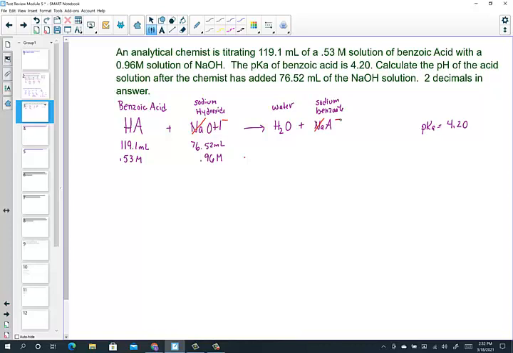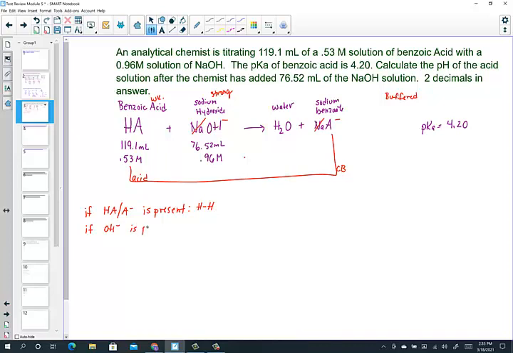What that helps me see is that I have conjugate pairs. I have HA and its conjugate base A-. This is its acid and this is its conjugate base. I'm emphasizing that because I notice right away that this is a buffer solution. I have the ingredients of a buffer. So it's something I just recognize. I also recognize that sodium hydroxide is strong and benzoic acid is weak. So if the HA and A- are present after the titration, I know to use Henderson-Hasselbalch to find pH. If the strong base is present, it will determine the pH directly, and therefore no Henderson-Hasselbalch is required.